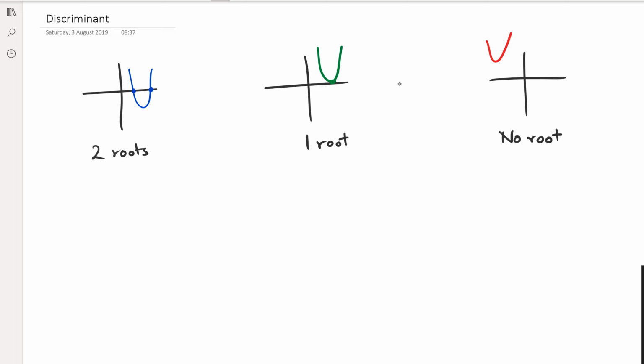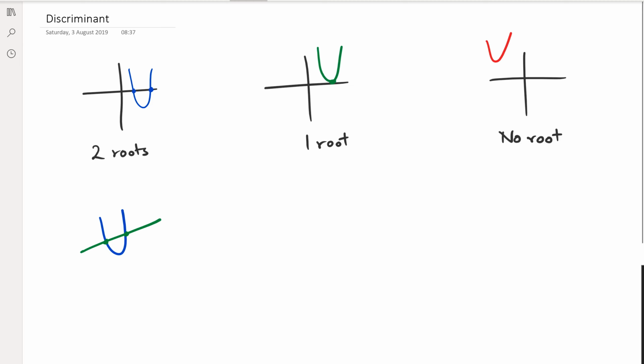Now if you think about it in other ways, for example, a parabola and a straight line, and what situations could happen, you could potentially have two roots. When I say two roots, the line cuts the parabola in two points. This is called two solutions.